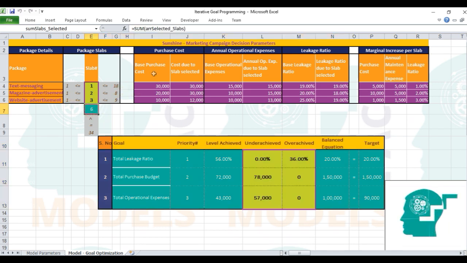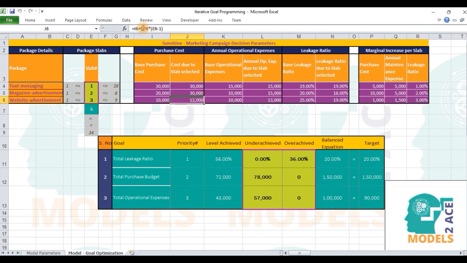These values indicate the purchase costs of the lowest slabs in the 3 packages, and these values denote the marginal increase in purchase cost for each higher slab in the same package. Thus, the final landed cost of a selected slab, such as the slab 3, here, for the website advertisement package, is the sum of the base cost of the lowest slab plus the increment applied for each additional higher slab. This -1 is applied to exclude the base slab, which is already included in this basic cost.